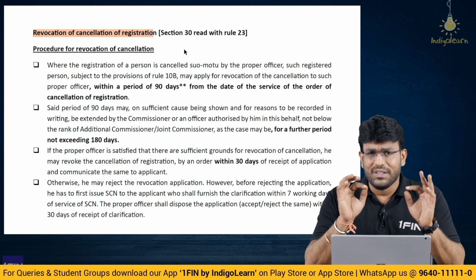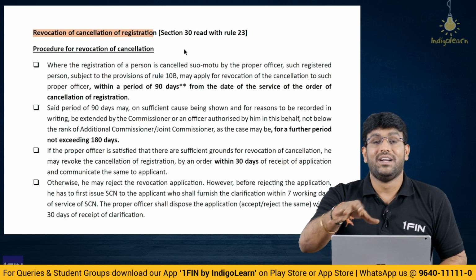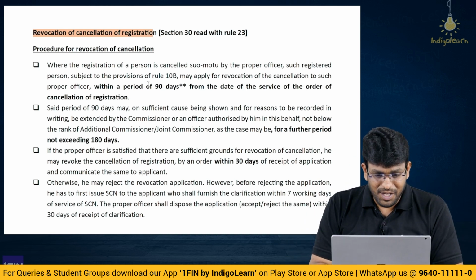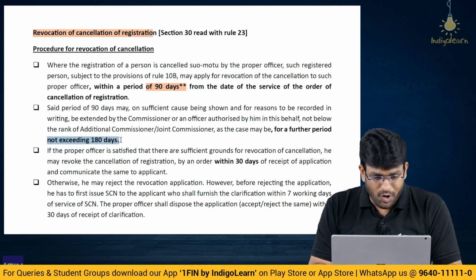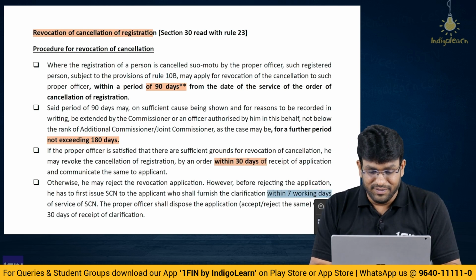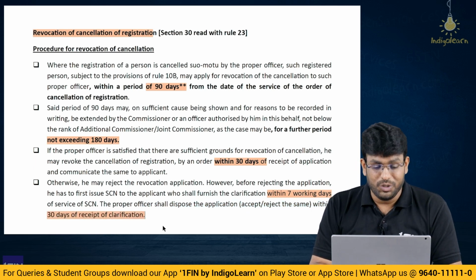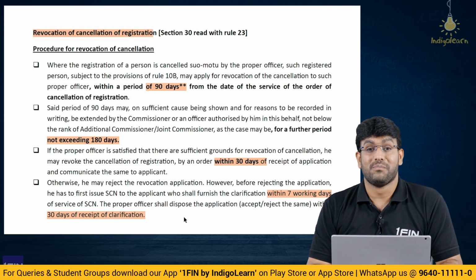Once he gives a notice, within 7 days, we have to respond. And once we respond, within 30 days, he will decide whether to grant revocation or not. So you have to keep in mind this concept of 90 days and that extension not exceeding 180 days. And within 30 days, he will decide. If he has a doubt, he will give a notice and he will give 7 working days time. And once we reply, within 30 days, he will decide whether to grant revocation or not. So these are the interesting amendments in the topic of registration, my dear friends.